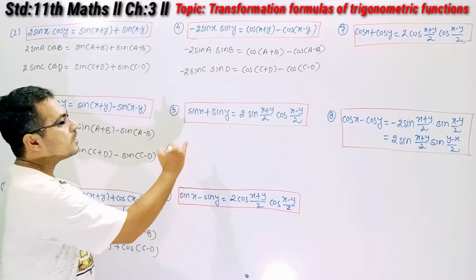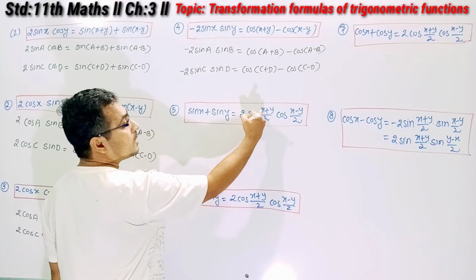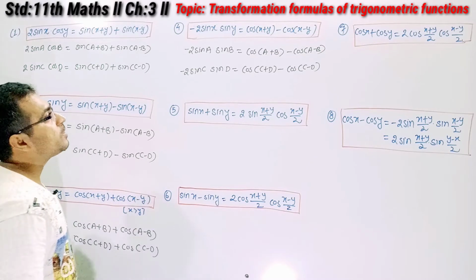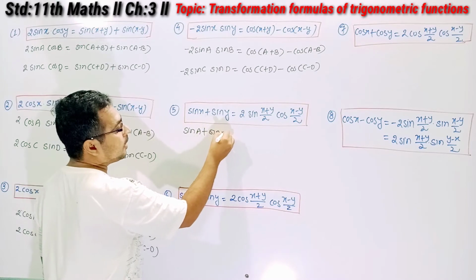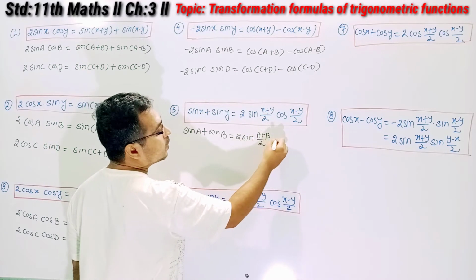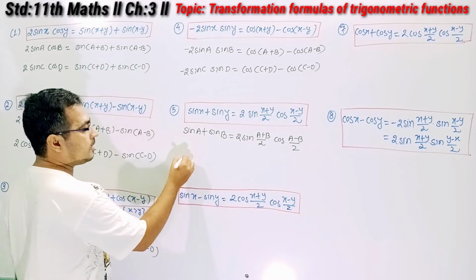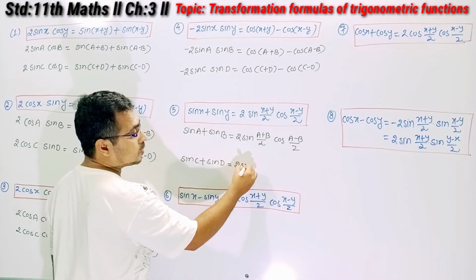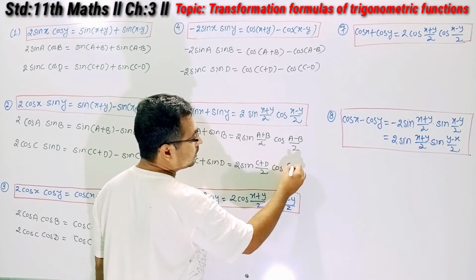Okay students, sin x plus sin y is equal to 2 sin((x plus y) by 2) cos((x minus y) by 2). So we can write sin a plus sin b is equal to 2 sin((a plus b) by 2) cos((a minus b) by 2). Similarly, sin c plus sin d is equal to 2 sin((c plus d) by 2) cos((c minus d) by 2).